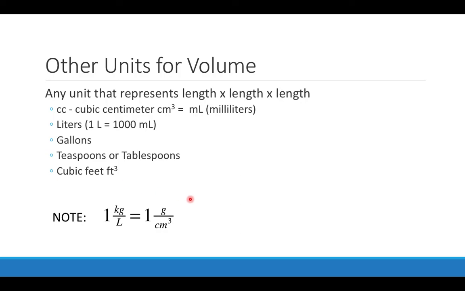One thing that I did want to point out is that another unit of density that we will sometimes use, we've talked about the fact that we can use grams per centimeter cubed for density, but a single gram per centimeter cubed is equivalent to a kilogram per liter. So those are exactly the same density units. And we're going to see that in some of the simulations that we're going to look at.